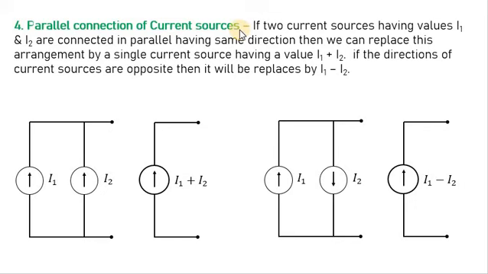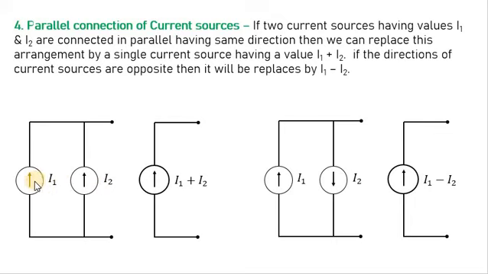Okay, now if two current sources having values I1 and I2 are connected in parallel in the same direction, then we can replace this arrangement by a single current source having the value I1 plus I2. How? Let's see. In this figure, this is I1, this is I2, right?